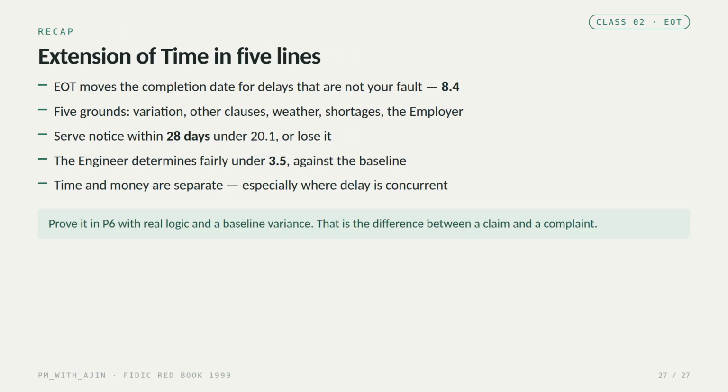Let's recap the whole class in 5 lines. 1. An extension moves your completion date for delays that aren't your fault, under clause 8.4. 2. There are 5 grounds: variation, other clauses, exceptional weather, unforeseeable shortages, and the employer. 3. You must serve notice within 28 days under 20.1 or you lose it. 4. The engineer determines it fairly under 3.5, measured against the baseline. And 5. Time and money are separate, especially where the delay is concurrent. Prove it in P6 with real logic and a baseline variance, and you've turned a complaint into a claim.